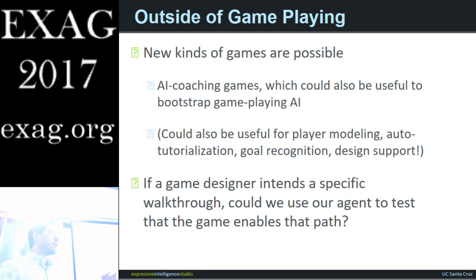You can also imagine games where you coach an AI how to play a game, which might also be a useful way to get around some of the capital H hard, human style cognition that seems to be connected to this problem. If you have these kinds of agents, then you also have new approaches for player modeling or automatic tutorialization or goal recognition or design support. So if you as a game designer write up a walkthrough of your game, you can use that walkthrough as a kind of regression test to show that when you make game design changes, your walkthrough doesn't become unachievable.